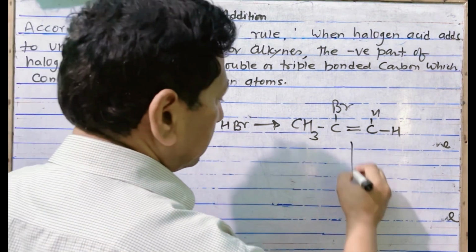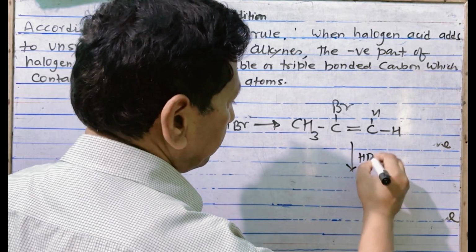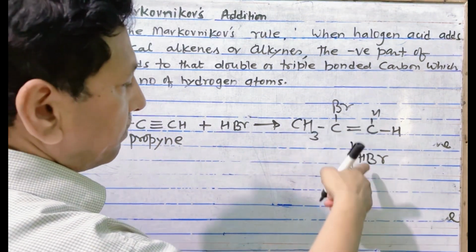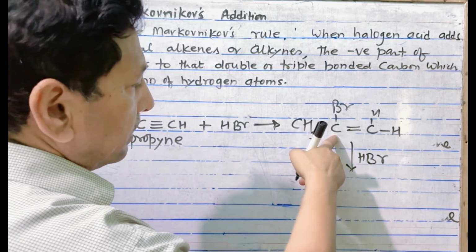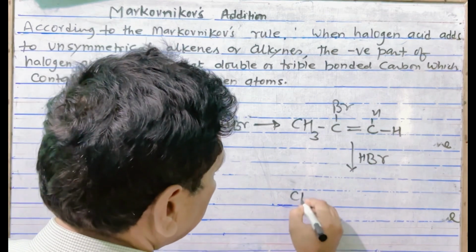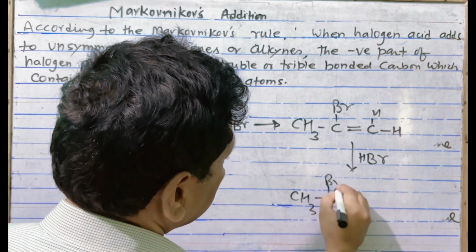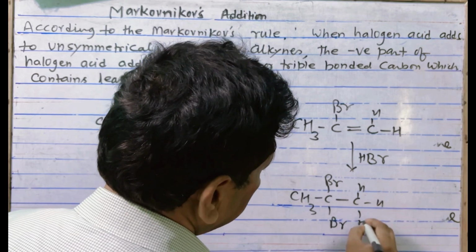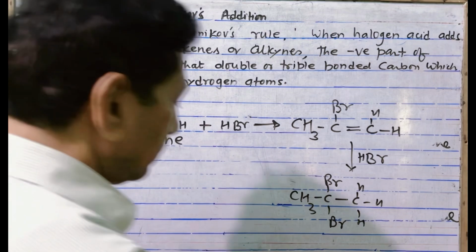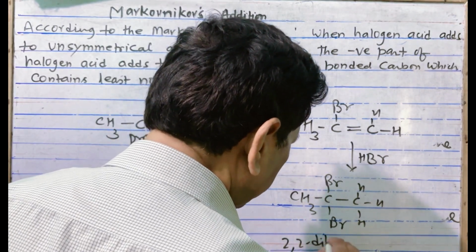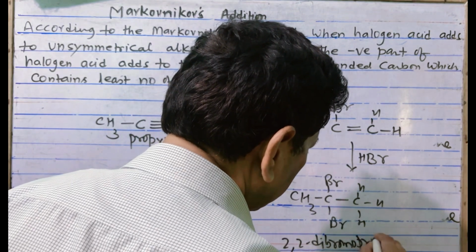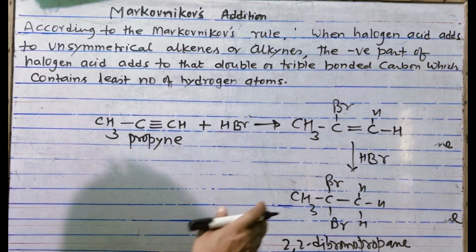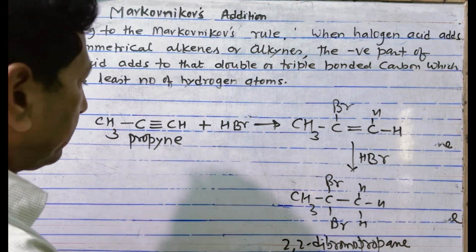Again, the addition of hydrogen bromide will not stop. Now this is also unsymmetrical. The negative part will go to this carbon, and the positive part will go to this carbon to get the product like this. This is 2,2-dibromopropane. This is the product from this propyne, and this is the final product.